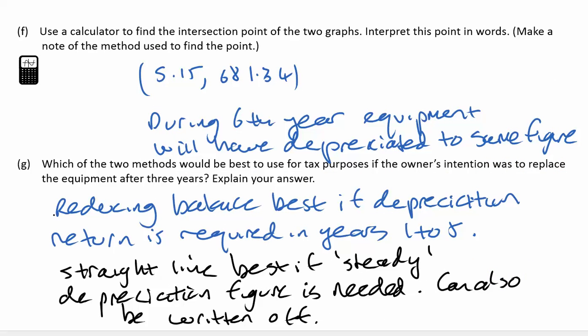So I wanted to put those in words: reducing balance is best when depreciation return is required in years 1 to 5. Straight line is best when a steady depreciation figure is needed, and it can also enable you to write off the material.